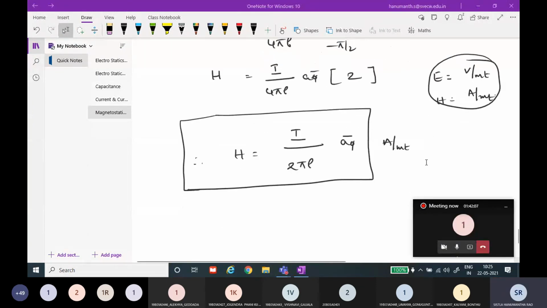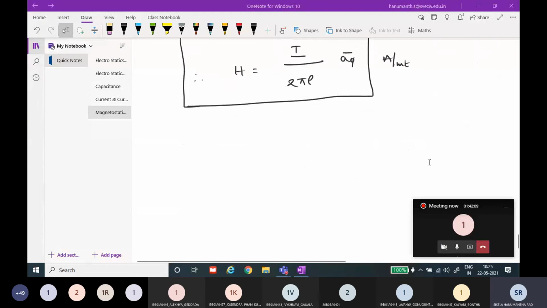Do you understand now? See what is the case. If I take a current conductor like this, my loop will be represented like this. H should be like this.